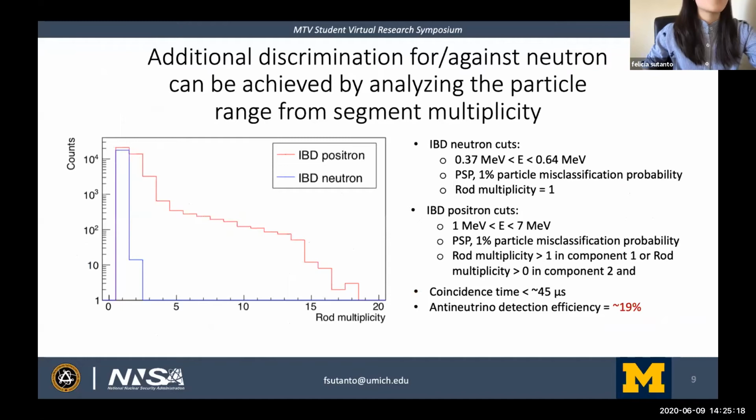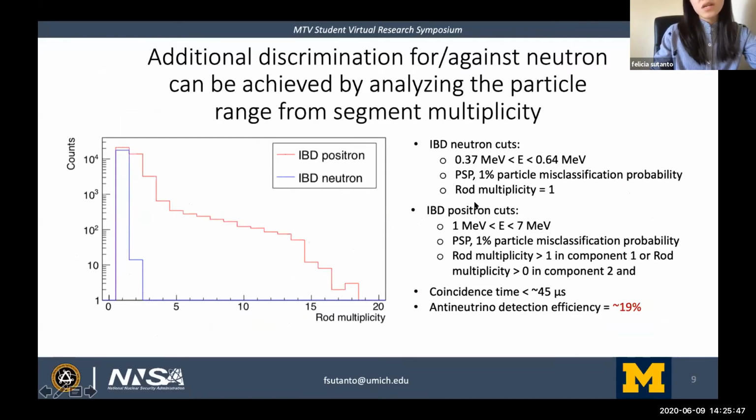Okay, lastly, rod multiplicity. Particles can be identified not only based on the PSD, but also based on rod multiplicity. And this is possible because different particles have different range. So what is shown here is a simulated rod multiplicity distribution for IBD neutron and IBD positron. A clear difference between neutron and positron can be observed. Most of the neutrons only trigger one rod. And most of the positrons trigger multiple rods. And such a difference can be used to differentiate between different particles.